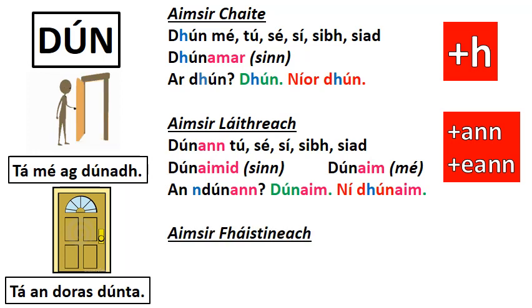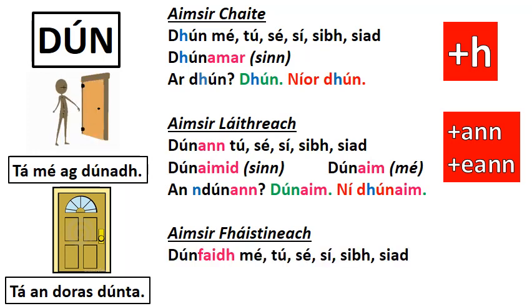Okay, now aimsir fháistineach, future tense. So that's things like amárach, tomorrow, and i gceann, which means in a. So i gceann bliana, in a year, i gceann seachtaine, in a week. So what's our ending here? It's fidh. Some people pronounce it fee, some people pronounce it hee. So it's dúnfaidh mé, tú, sé, sí, sibh, siad.